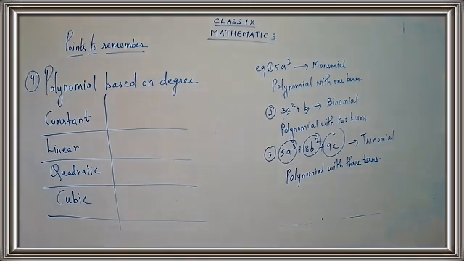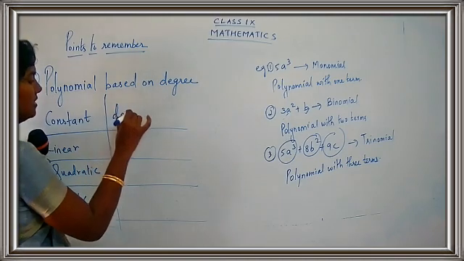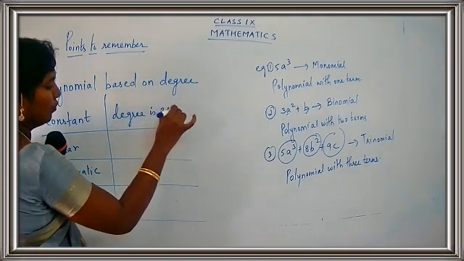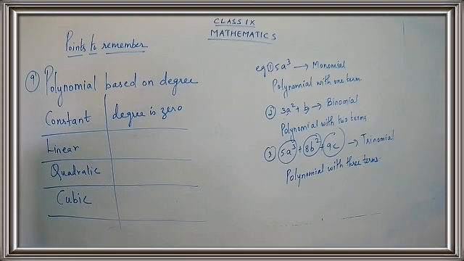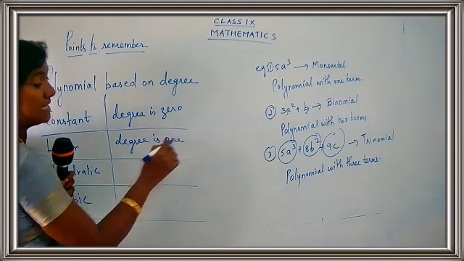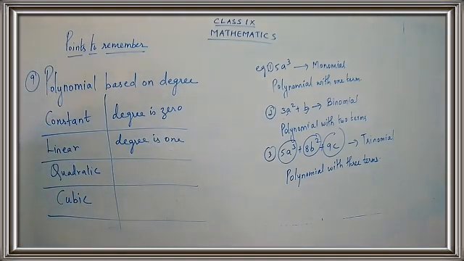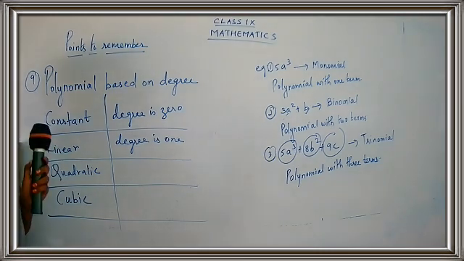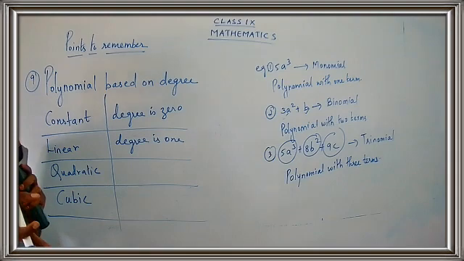Let's see the definition in simple terms first. What is the meaning of a constant polynomial? If the degree is 0. For a particular polynomial, if the degree is 0, you call that polynomial a constant polynomial. If the degree is 1, it is a linear polynomial. You know the meaning of degree. What is the meaning of degree? The highest power is called the degree.